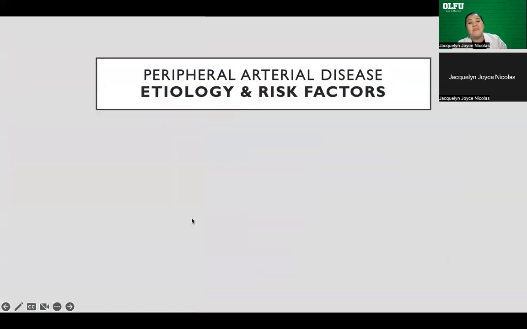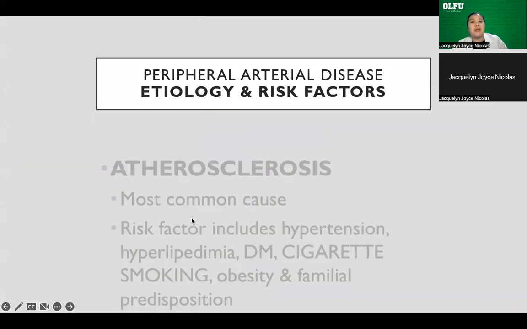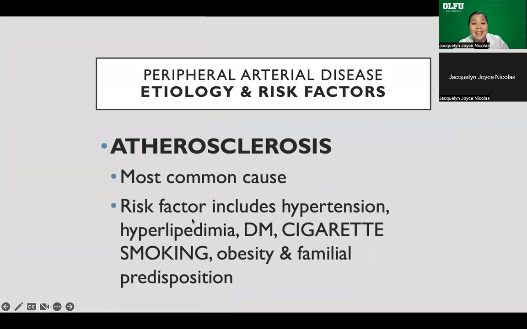Now, what is the cause of PAD? As we said, number one, which we discussed earlier, the number one reason for these peripheral arterial diseases is atherosclerosis. And what causes atherosclerosis? What predisposes a person to atherosclerosis? Of course, individuals with hypertension, hyperlipidemia, so there is increased lipids in the blood. Your diabetes mellitus, those who smoke cigarettes, the obese, and of course, those with familial predisposition, or it has something to do with genetics.